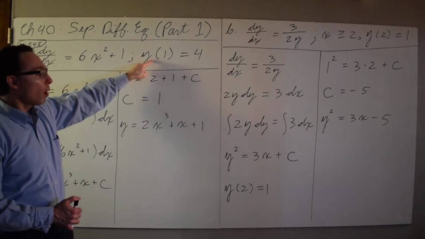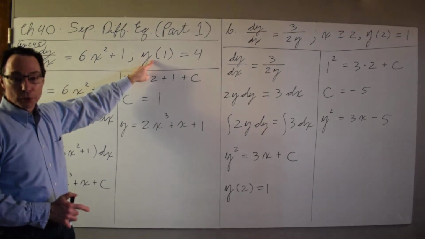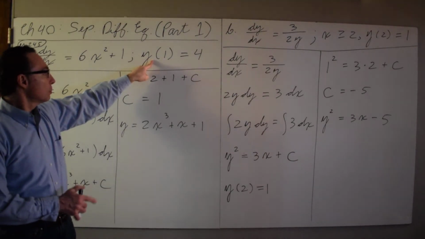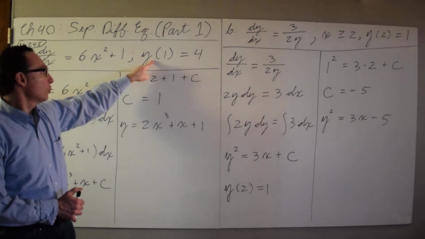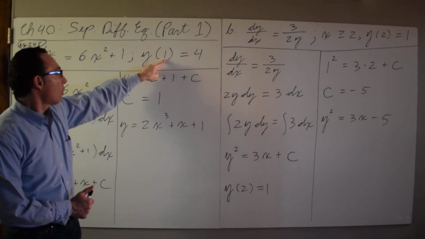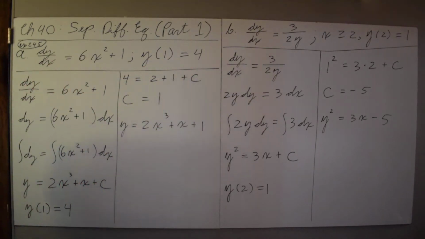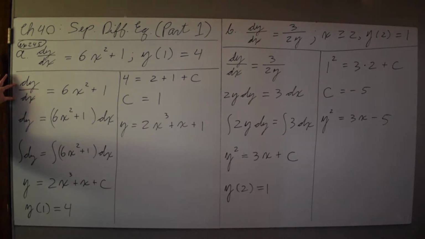So remember, y is a function of x. Sometimes we'll solve for y explicitly in terms of x, and sometimes we won't. But y is a function of x, and so when x is 1, y is equal to 4. So we start with our equation, dy/dx is equal to 6x squared plus 1.